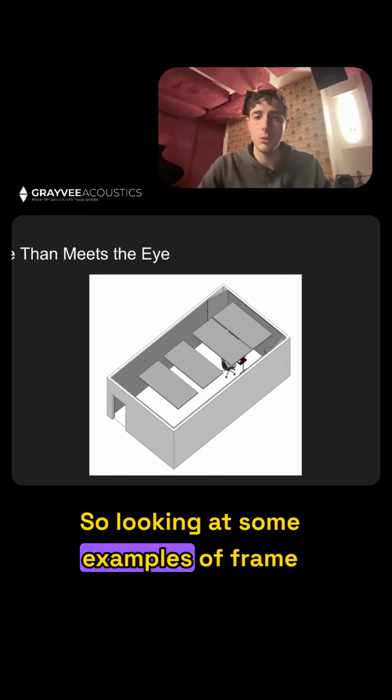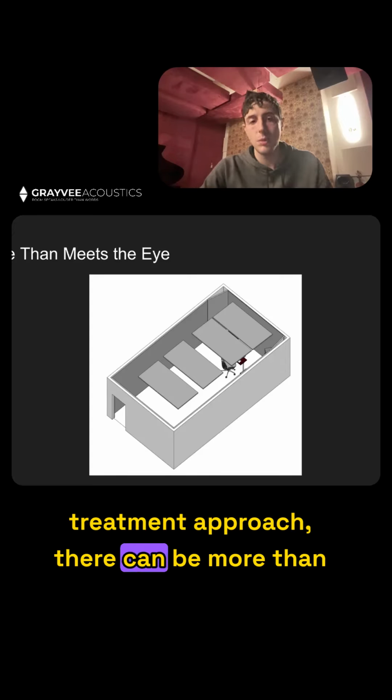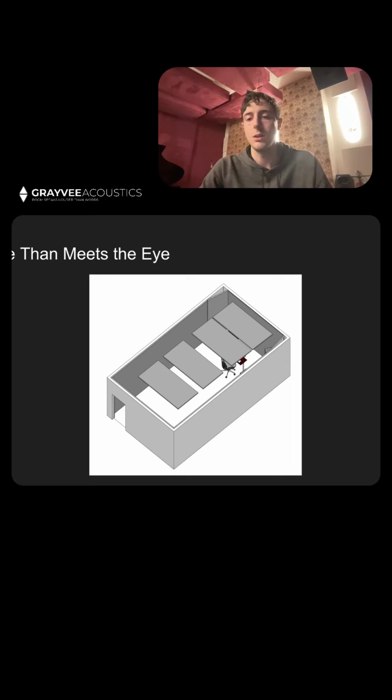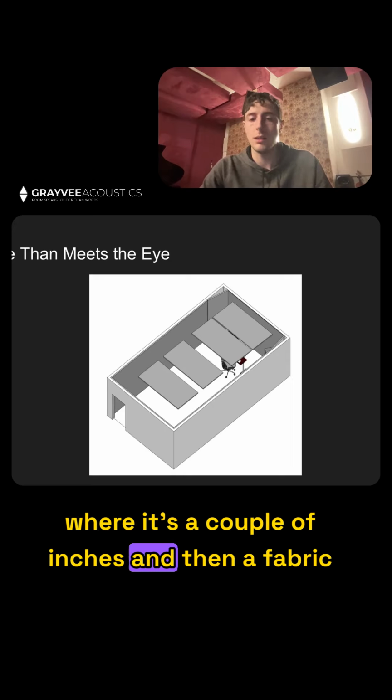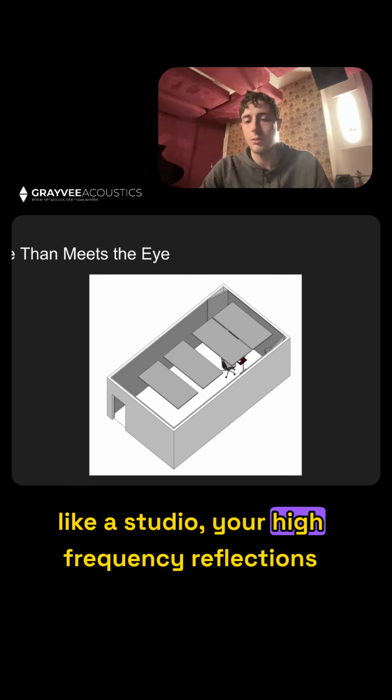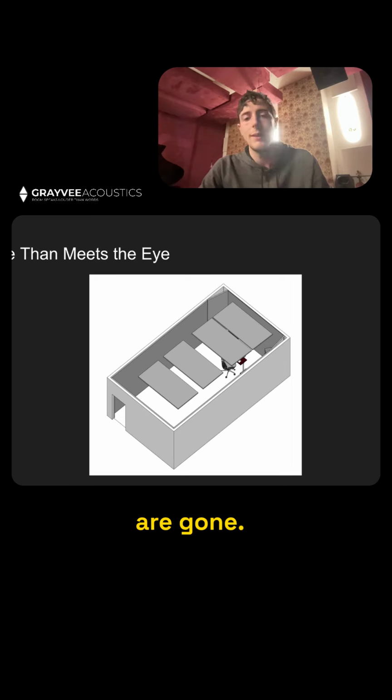So looking at some examples of frame treatment approach, there can be more than meets the eye. There are many studios around the world designed just like this, where it's a couple of inches and then a fabric track system put over that. The space looks like a studio. Your high frequency reflections are gone. But I think most studio designers would say it's maybe not so much a good idea to do this.